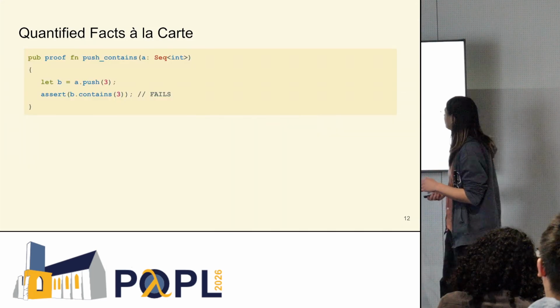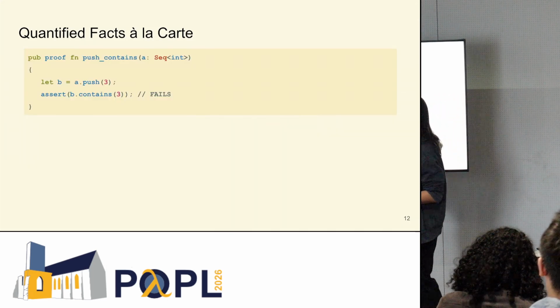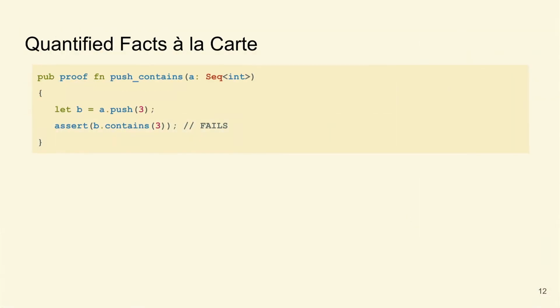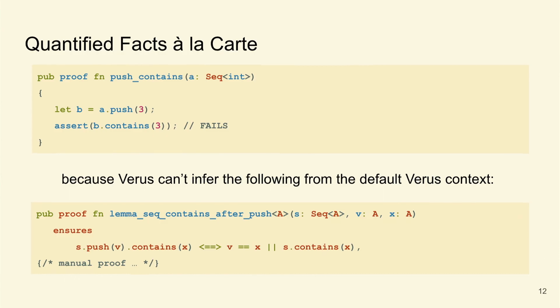So here's an example. I have a sequence of integers A. I push an element 3 to it, and I want to say that the sequence B contains this element that I just pushed in. This fails to verify automatically because Verus is unable to infer this lemma, saying that if I push and then ask whether the sequence contains an element, either that element is the same one I just pushed or the sequence contained that element originally. But you can write a manual proof, like by some sort of induction.